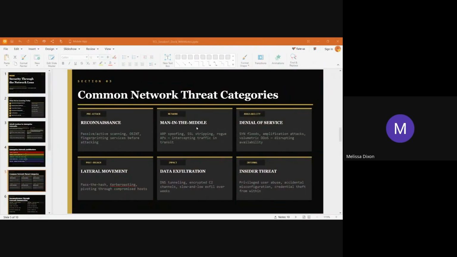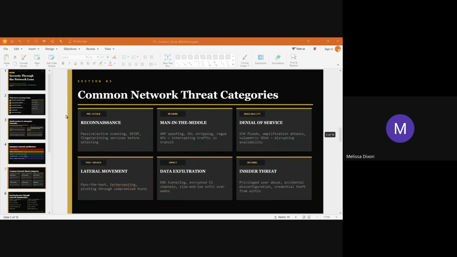So these are the six categories that you will encounter again and again throughout this program and in your careers. Learn to recognize them on site. It'll help you out a lot in the long run. So we have pre-attack, which is reconnaissance. You have passive and active reconnaissance, scanning, OSINT, fingerprinting services before attacking, that sort of thing. That's basically the part where you're gathering all of the intel and information that you need on the target.